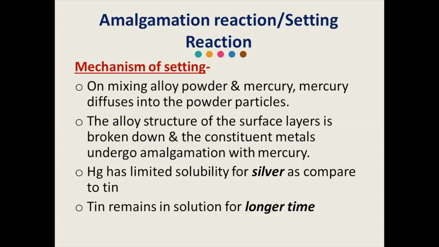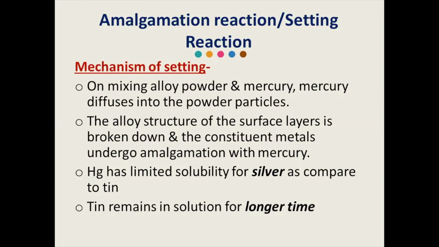amalgamation reaction. You will have to write a little bit about trituration, because the amalgamation process will start only when the mercury diffuses into the alloy powder. As you know, silver alloy powder is coated with a fine layer of oxide, so that it prevents oxidation of the components of the silver amalgam. So for mercury to penetrate into the silver alloy powder, this oxide layer will have to be removed. So how will it be done?